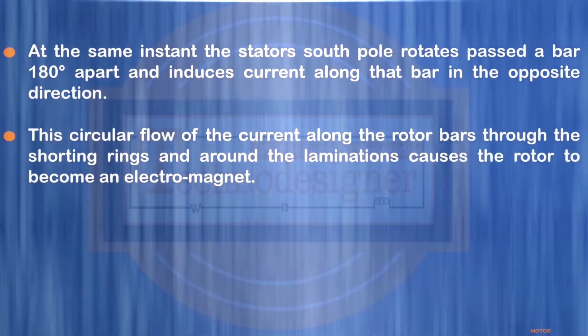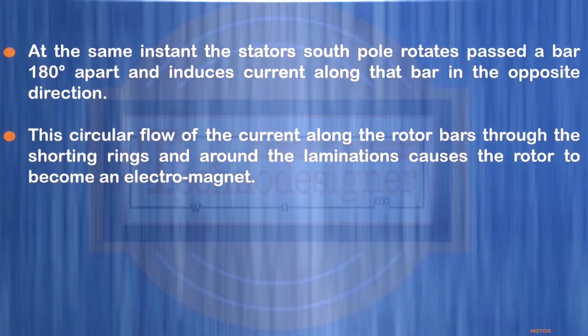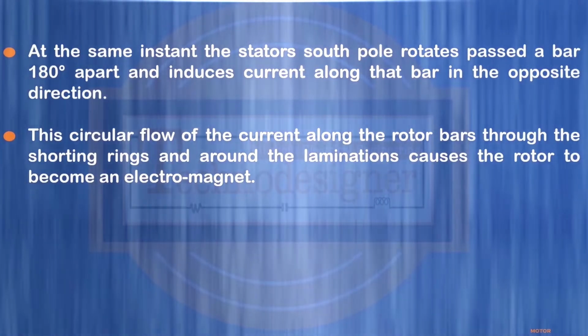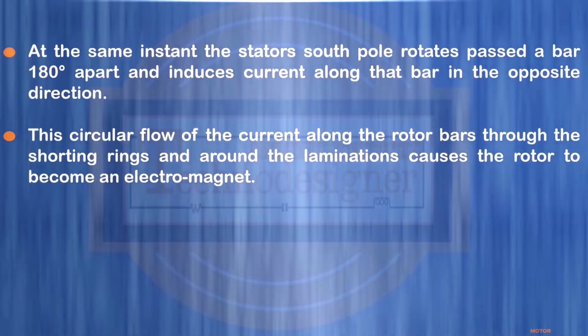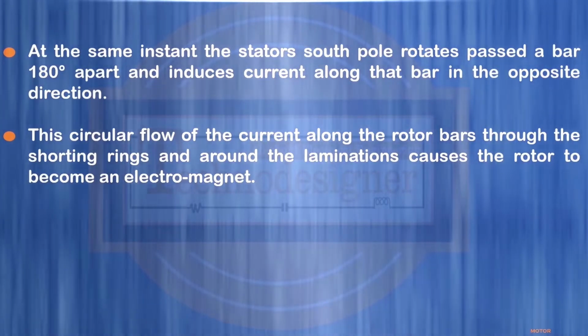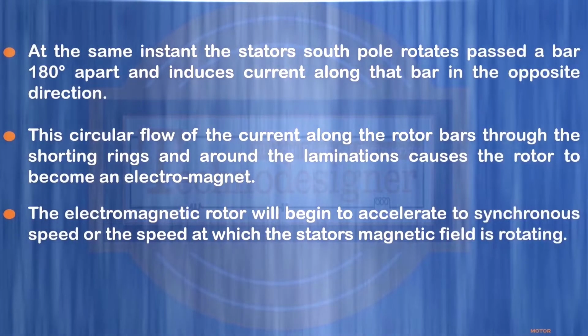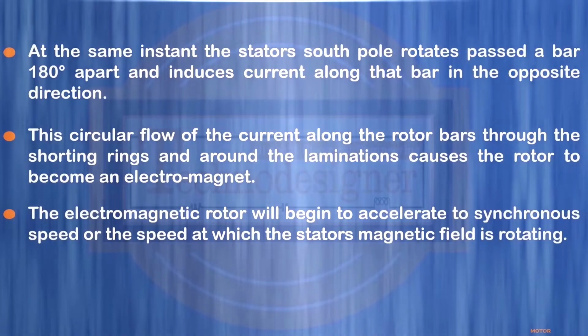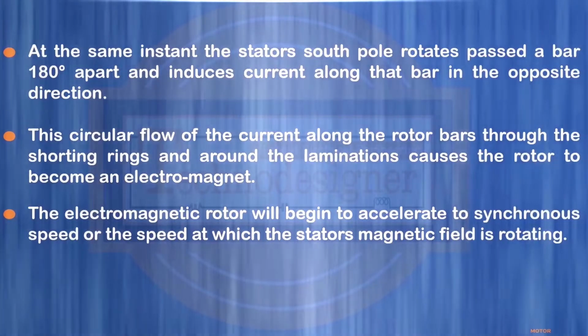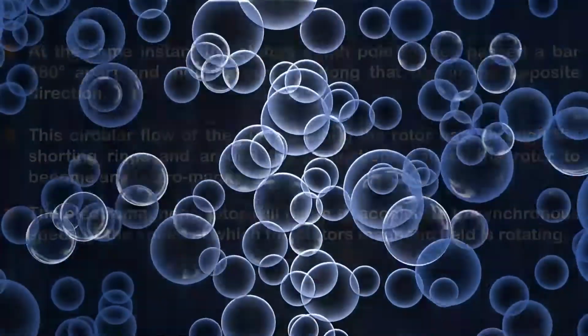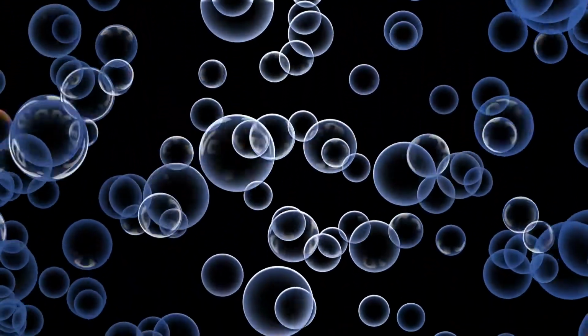The circular flow of the current along the rotor bars, through the shorting rings and around the laminations, causes the rotor to become an electromagnet. The electromagnetic rotor will begin to accelerate to synchronous speed, or the speed at which the stator magnetic field is rotating.